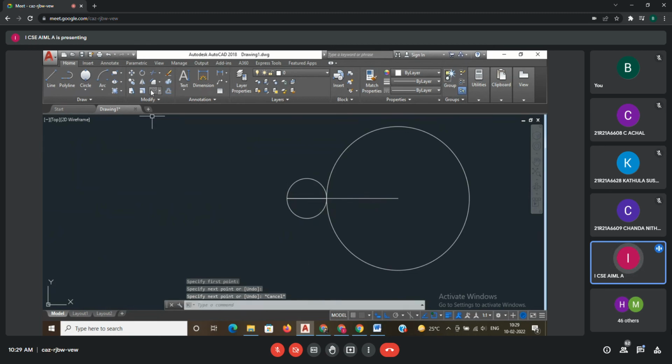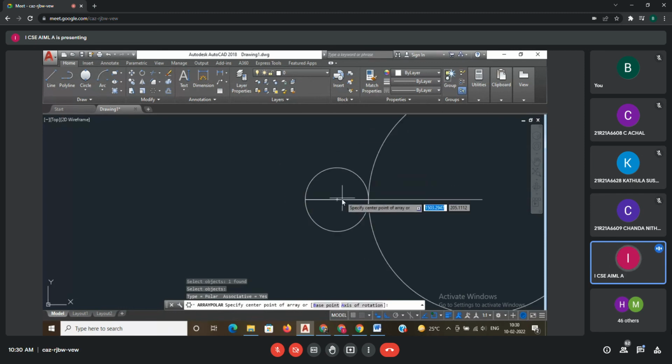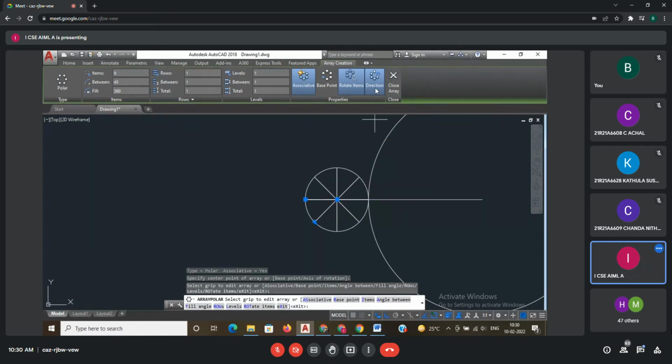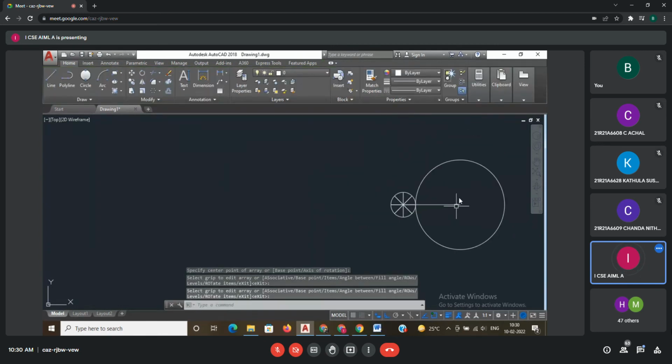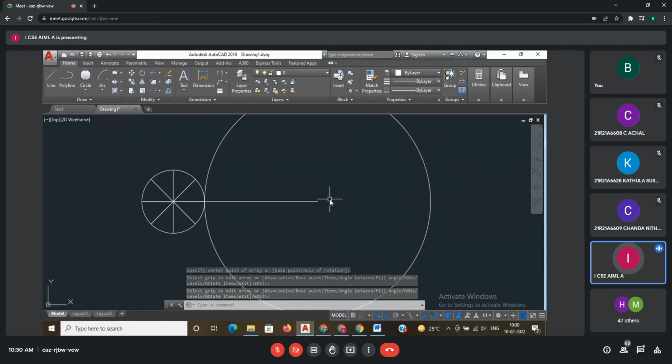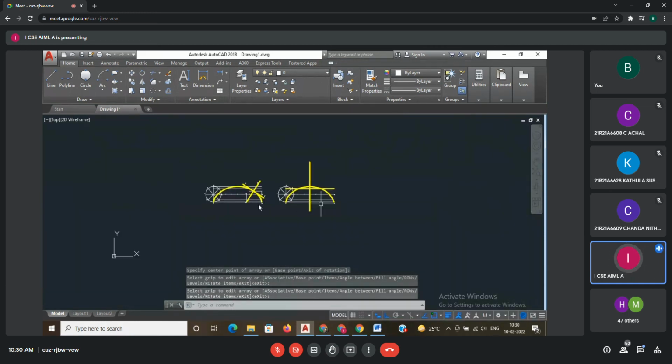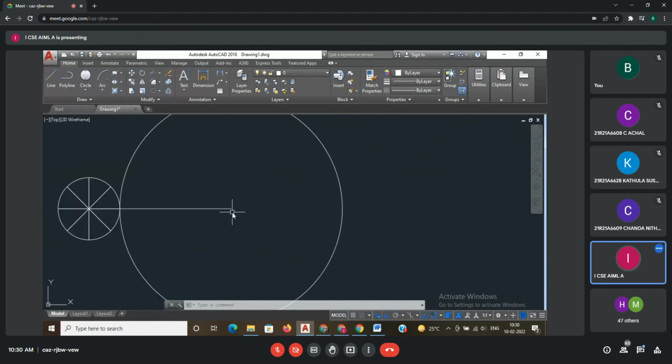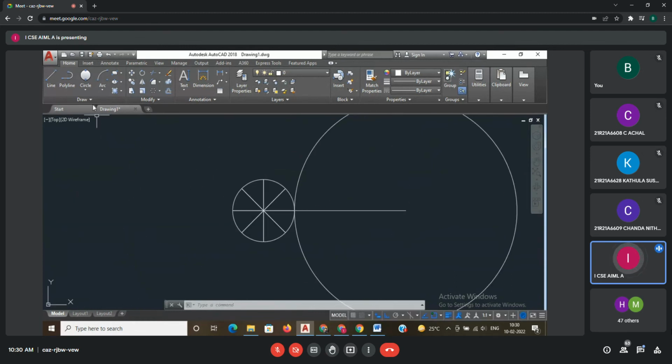Now I will go with the polar array. Select the line, press enter, select the center point of the circle, and change it to 8 divisions, 8 segments. Then after that, same procedure. In the earlier problem, after dividing the circle into 8 divisions, we drew horizontal lines. But here we don't have horizontal lines. We have curved lines.